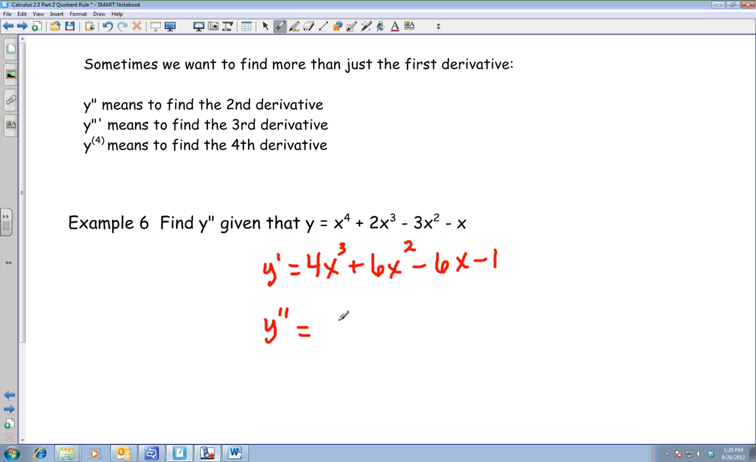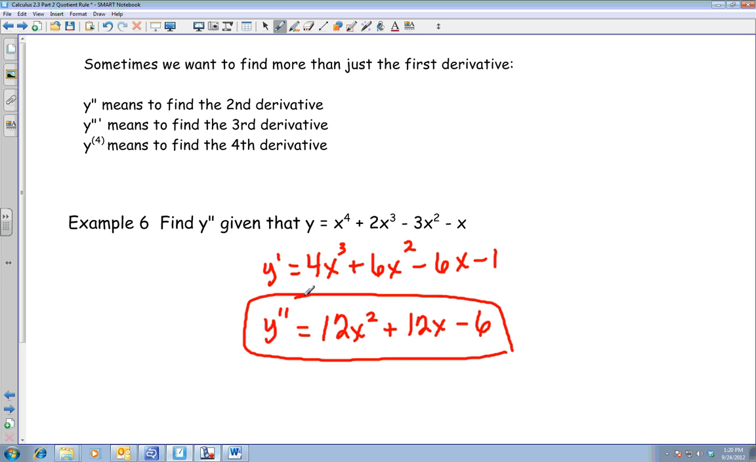We're going to do it again. Power rule. 4x cubed, derivative being 12x squared, plus 12x minus 6. Derivative of 1 is just 0. Oops. So that's my answer.